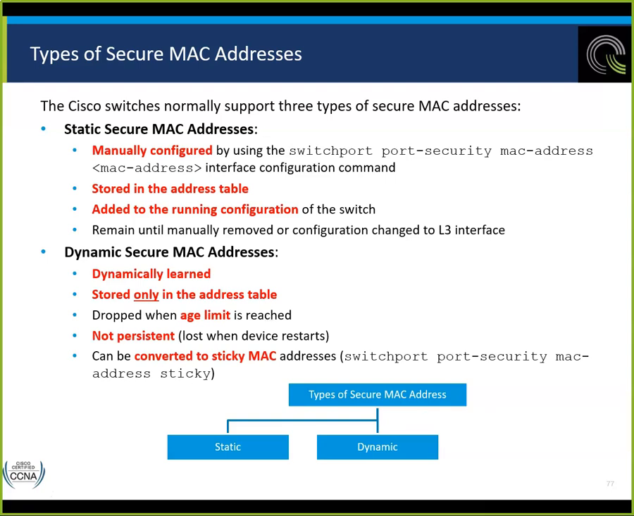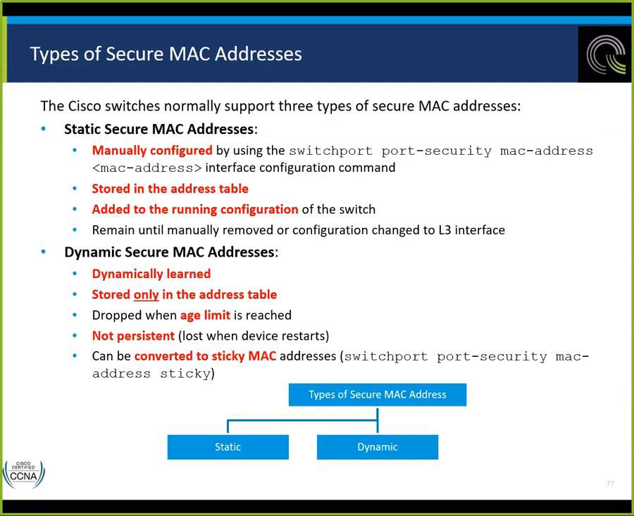The dynamic secure MAC addresses are dynamically learned, stored only in the address table, and they're dropped when the age limit is reached. And we're going to have a summary here in a little bit. That's true. But when we enable port security, that configuration disables aging on the MAC address table, on the dynamic. If they are still dynamic, they're dropped when the age limit is reached. Not persistent, and this is going to be the case. They're not going to survive a restart of the device.